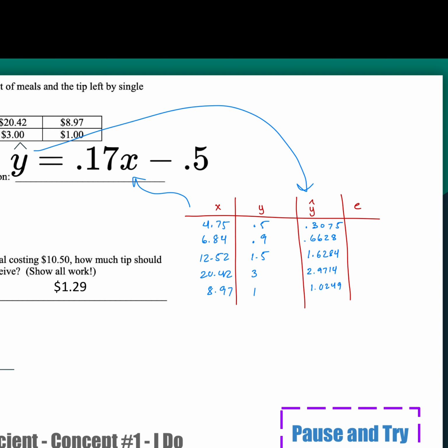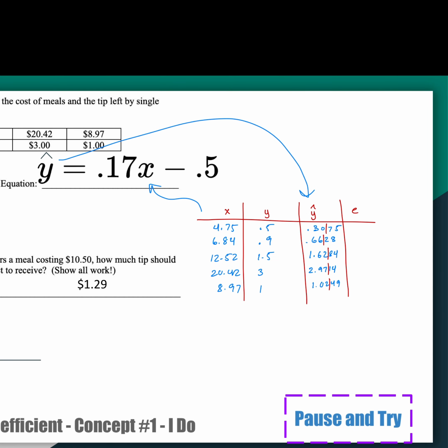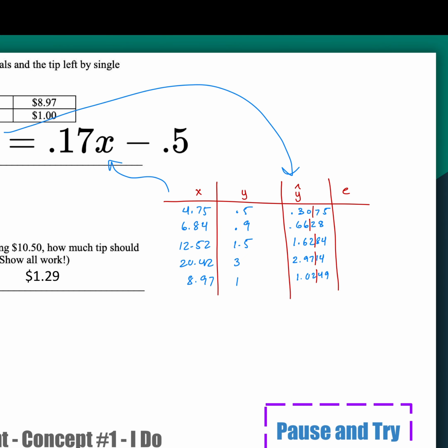Okay, so again, you could have rounded at a lot of these points here, right? And I highly recommend doing so, but because I'm leaving things in a calculator, I tend to just leave it all because it's not too much extra work, okay? So now we're going to take the actual minus the predicted, okay? So the first one is 0.5 minus 0.3075. And so here I'm going to round to 0.19.